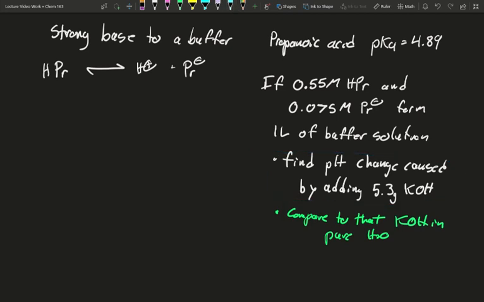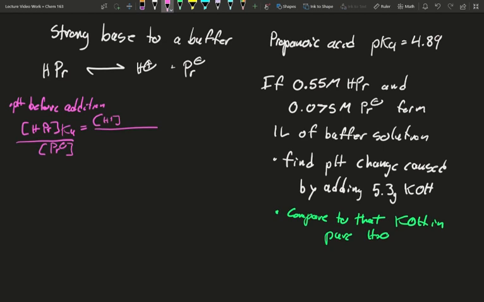Well, to know how much it changes by, we need to know what it was to start with. So let's find the pH before the addition. In that case, I've got my Ka. It's going to equal my H+, my base, propanoate, and my acid, propanoic acid. We want to solve for H+, so we're going to rearrange. We'll multiply our acid up, we'll divide our base down, and all that will be equal to the H+.